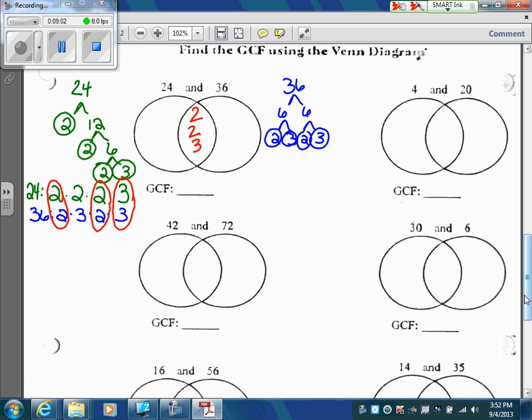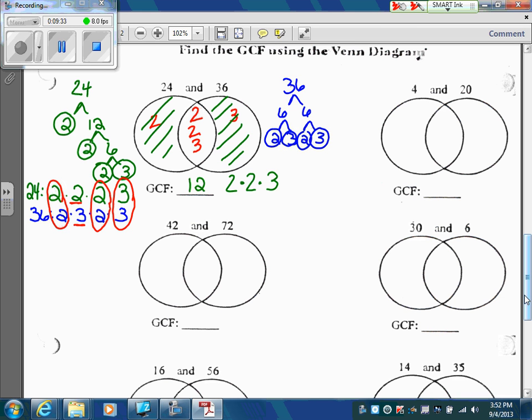Now 24 has a leftover here that doesn't have a pair, so I'm just going to put it in the side. 36 has a leftover 3. I'll put that over here in that side. For GCF, we do not worry about the sides. We're only focused in the middle. In the middle, I see 2 times 2 times 3 to give my answer. 2 times 2 is 4. 4 times 3 is 12. So the GCF is 12.